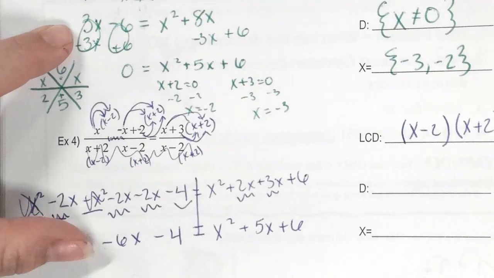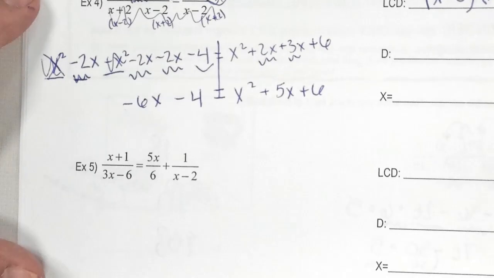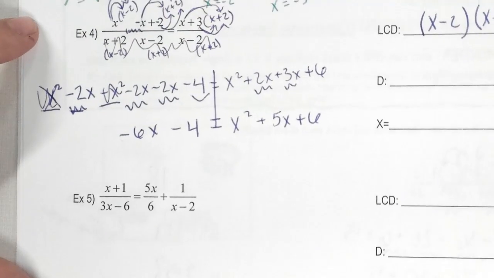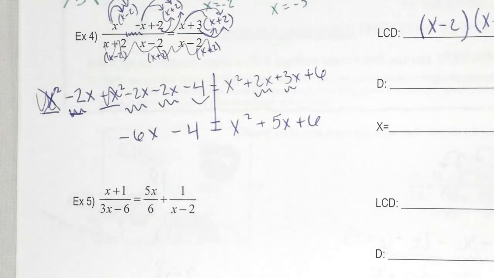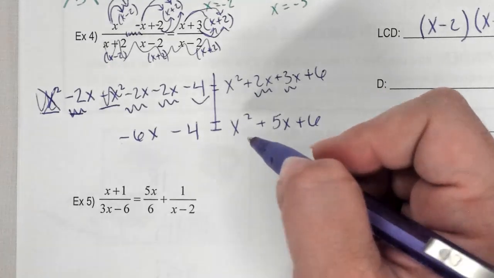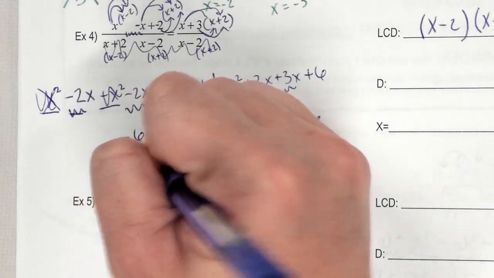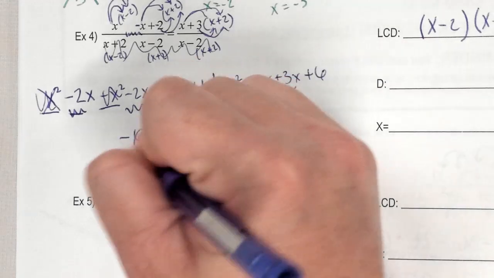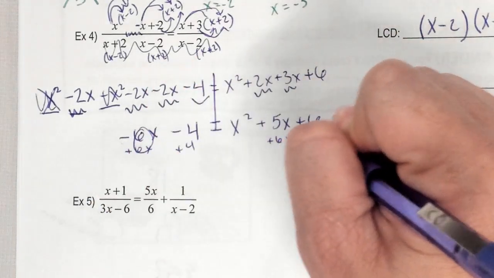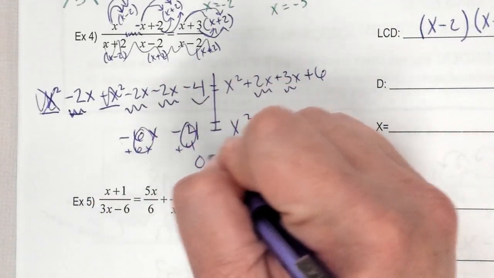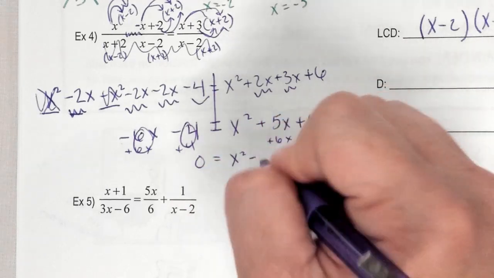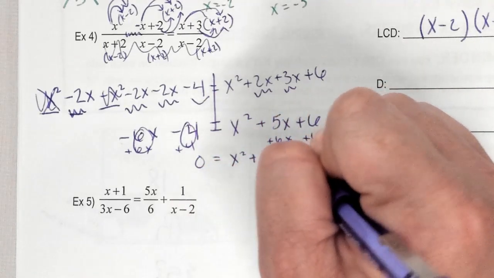Now does it look just like this step in this one? Yeah, so now we know what to do. Because there's a squared, I have to get it set equal to 0. So don't move your x squared because your x squared's positive. We're going to add 6x to both sides, and we're going to add 4 to both sides. And we get 0 equals x squared plus 11x plus 10.